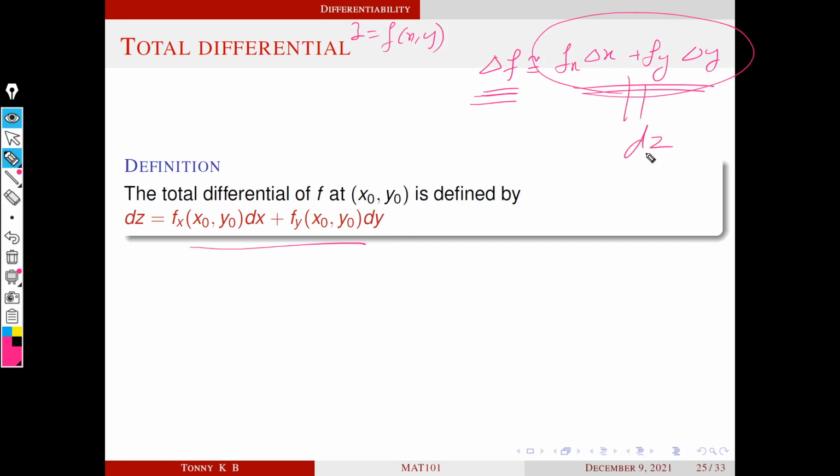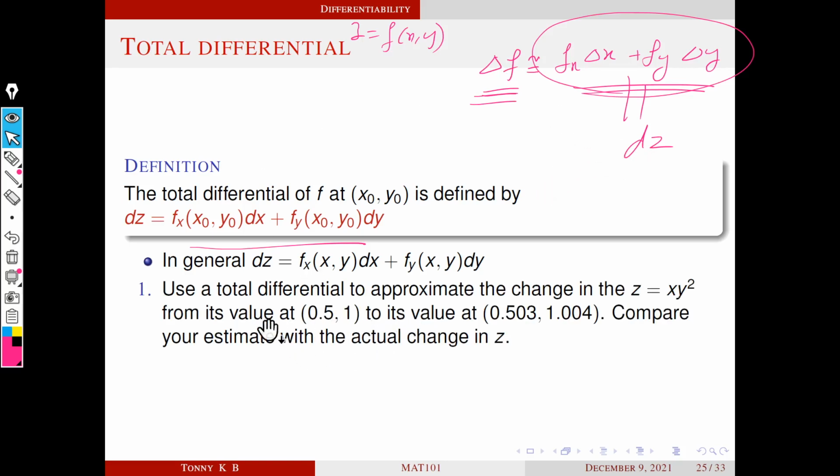So dz is the approximation of delta f, the actual change in function. Similarly, we can extend this concept to a general formula by removing x naught and y naught. So in general, we can define the total differential as fx into dx plus fy into dy. Clear? Anyway, for better clarity, we will consider an example. What is the actual difference between delta f and dz? Delta f is the actual difference, and this is the approximation. Okay, let us see.